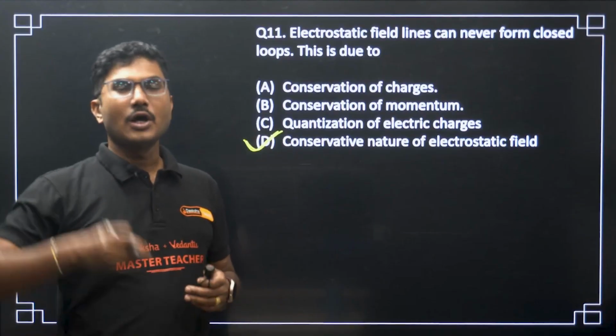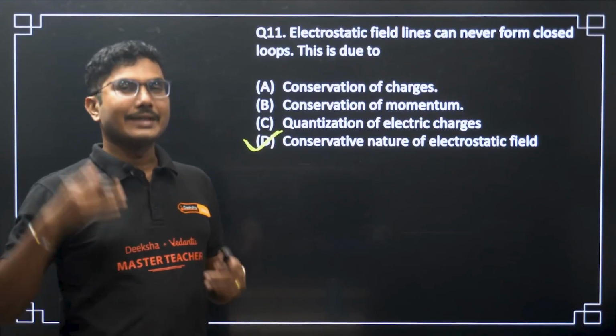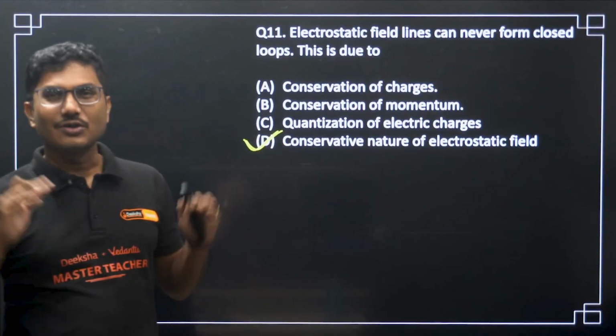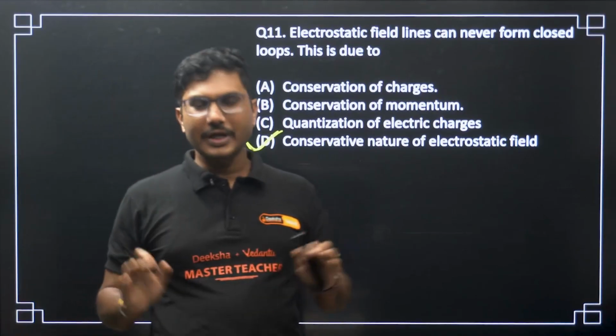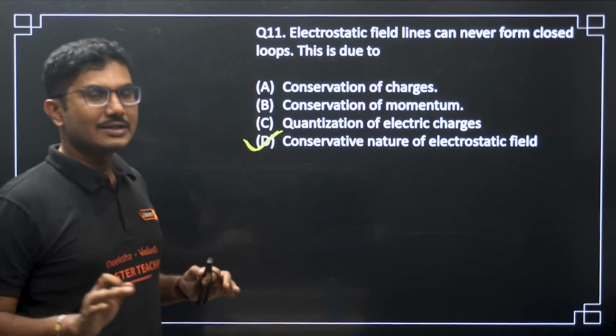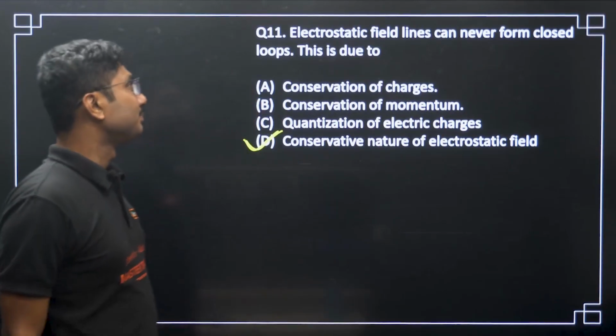Conservative nature means whatever money you spend, you can get it back. That is called conservative nature. There is no loss, nothing is being lost, that means it's conservative.